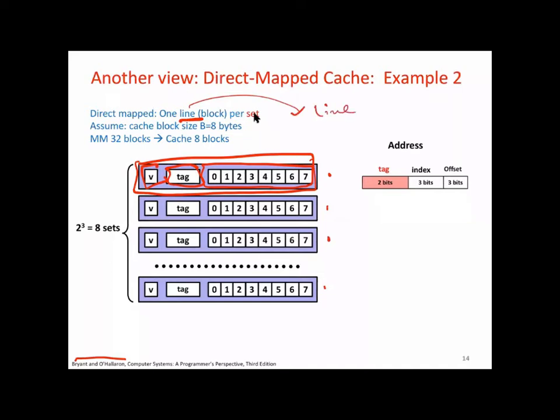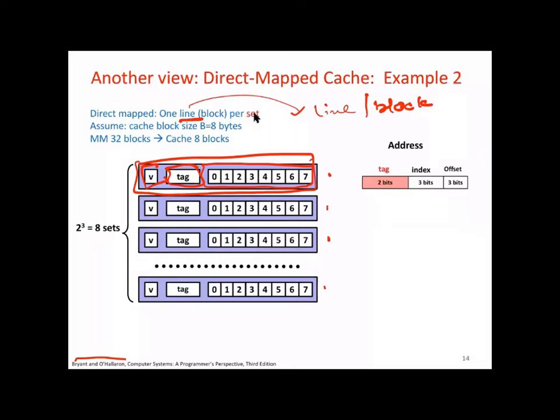Nevertheless, in our discussion we'll use line or block interchangeably. For us, both are the same thing. A block actually contains the data items, and we can assume that along with it, it has the overhead of a tag and a V bit, the validity bit.